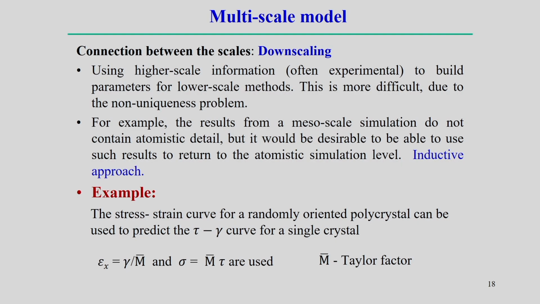We can give an example also. For example, the stress strain curve for a randomly oriented polycrystal. We know that the stress strain curve for a randomly oriented polycrystal is easy to define, but this stress strain information can be used to predict the shear stress and shear strain curve for a single crystal structure. It is basically information passing from the higher scale to the lower scale. That means it is one example of the downscaling approach, or we can say the inductive approach.